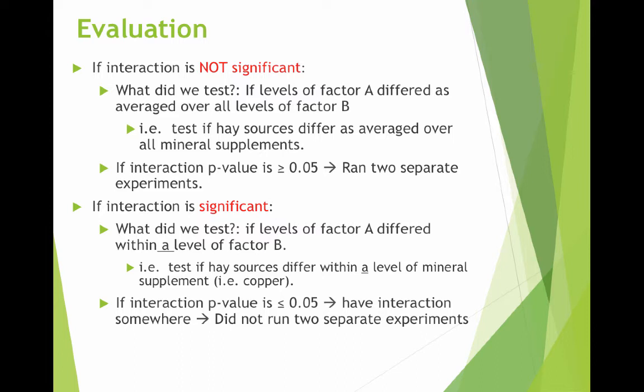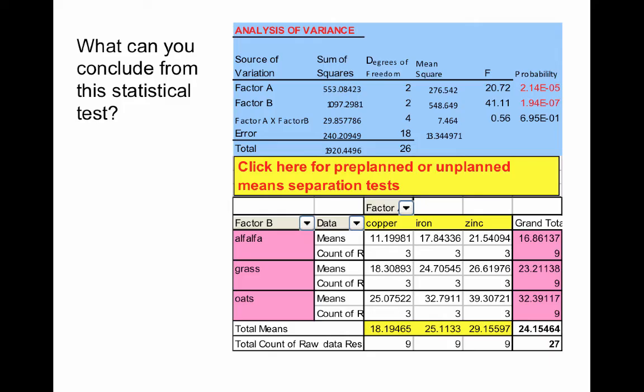So if our interaction term in our ANOVA analysis is not significant, then we interpret that as we ran 2 separate experiments. However, if the interaction term or p-value in the ANOVA analysis is significant, then we have to interpret that as we did not run two separate experiments and have to view the results of our project through a different set of lenses.